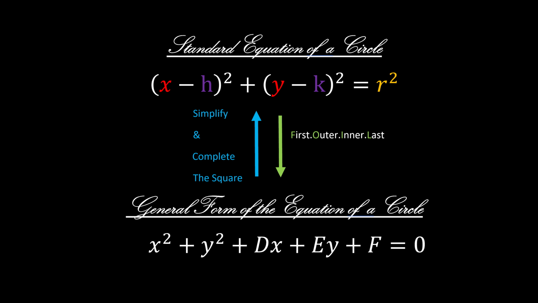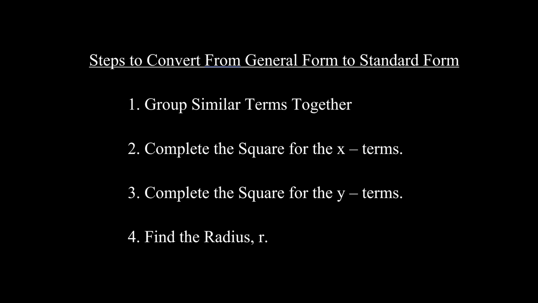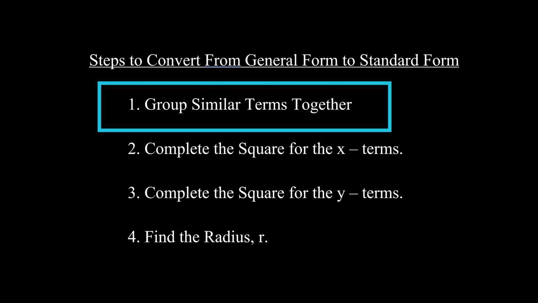So the question that has to be asked is, how do we convert back to the standard equation? The key is a method called completing the square. If you have forgotten how to complete the square, there's a link in the description that will help jog your memory. Here are the steps to converting from general form to standard form. First, you want to group similar terms together. That means put all the x's together, all the y's together, and everything else on the other side of the equal sign.